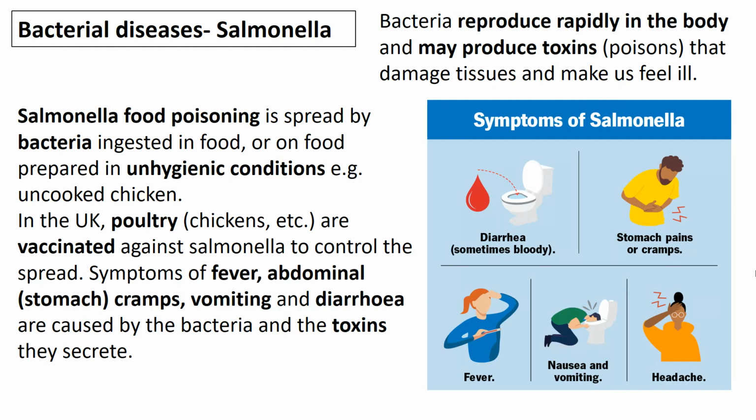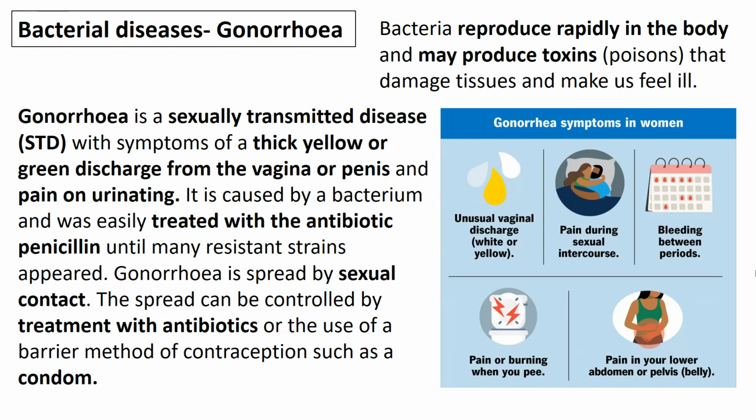If you prepare food in unhygienic conditions, for example, uncooked chicken. In the UK, to prevent this, the poultry, like chicken and turkey and things like that, are vaccinated against Salmonella in order to control the spread. If you do get Salmonella, the symptoms are shown in that diagram. You have fever, abdominal pains, vomiting and diarrhea, and that's all caused by the growing bacteria and the toxins they're making. The other bacterial disease you need to know about is gonorrhea.